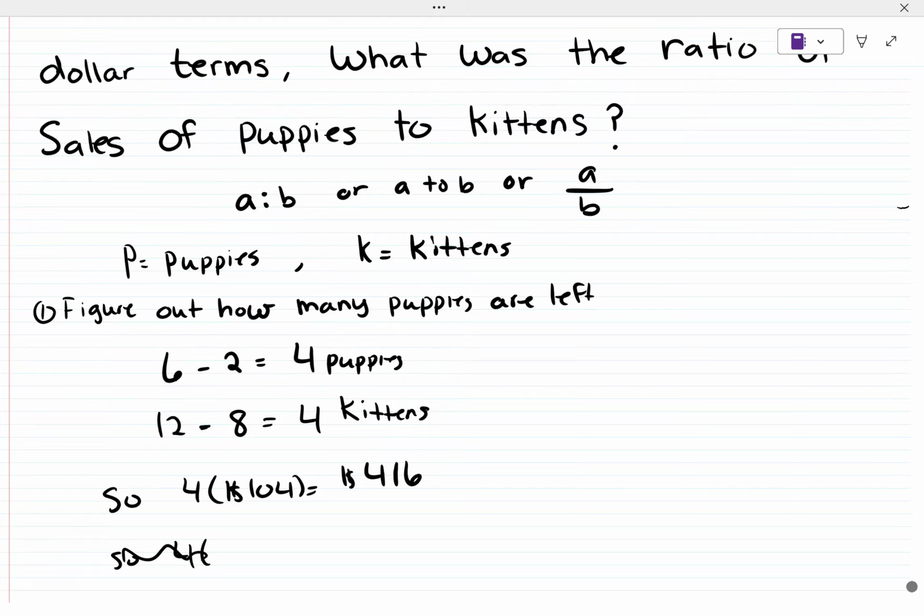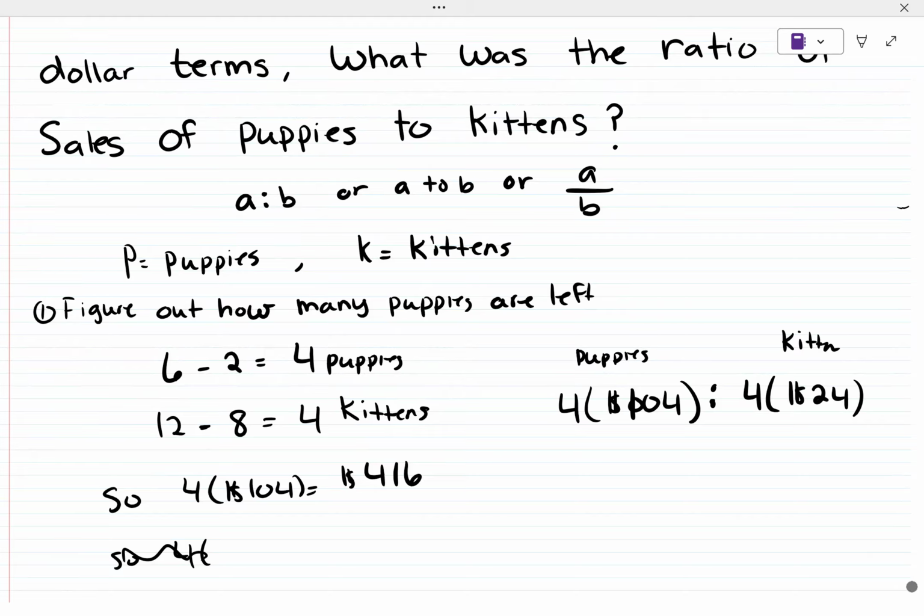So they want to know the ratio. In dollar terms, what was the ratio of sales of puppies to kittens? So for puppies, it was 4 puppies left, costing 104 each. And then I'm gonna put the colon. And then for the kittens, we had 4 kittens left, and each kitten was sold for $24.